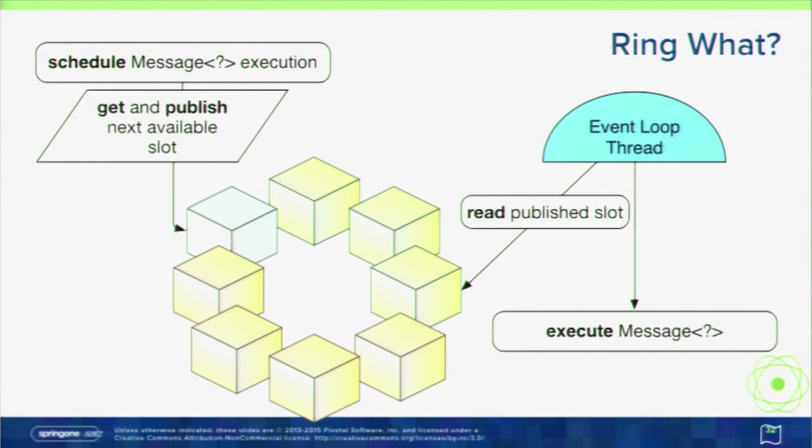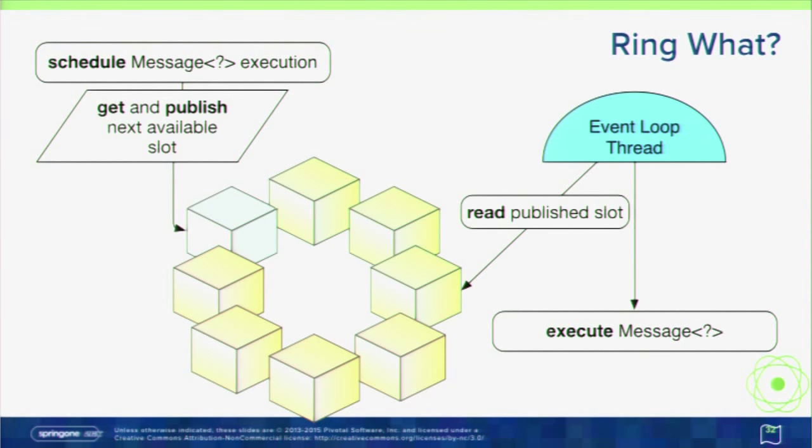Just to put that in a picture, basically, how it looks is simply that when you reach a ring buffer, you schedule a message. You're not executing it in your current thread, so you ask the ring buffer, what is the next currently available slot? Because I need to mutate this state so it can be consumed by a consumer at some point. So we do that, which is a blue square.